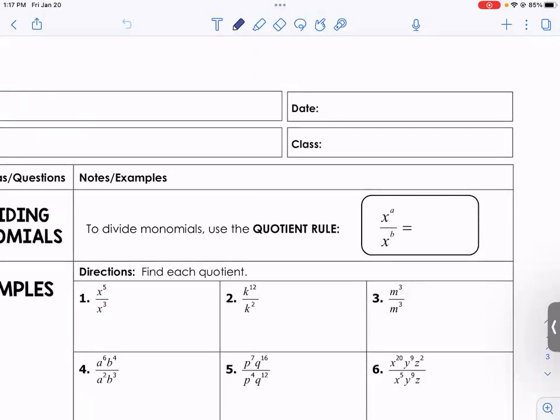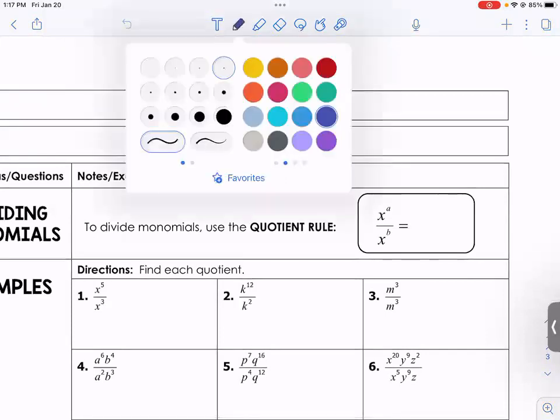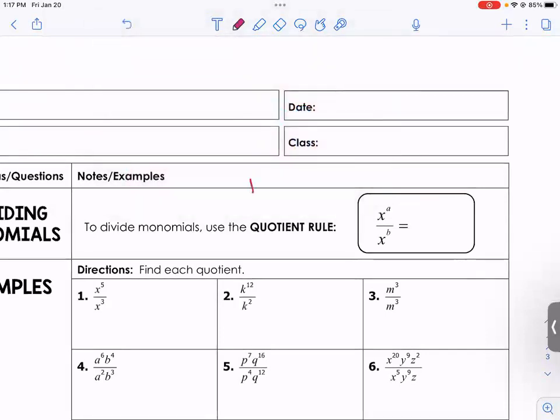Okay, so let's just recall that when we did the product rule, we said x to the a times x to the b equals x to the, what did we do with our exponents? We added them. So let me ask you this. Turn to your neighbor. What do you think we're going to do with our exponents when we divide?